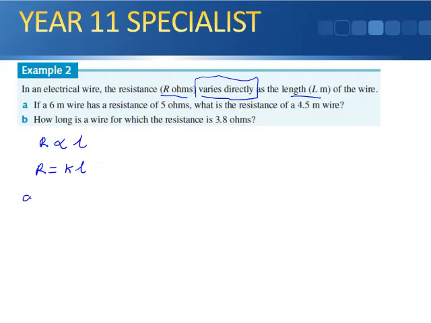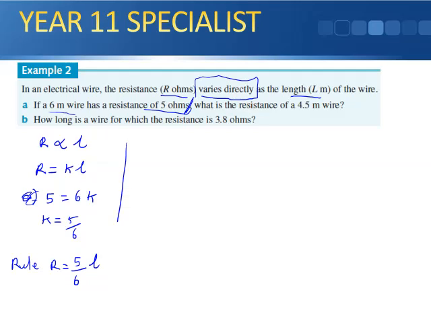But part A says, if a 6 meter wire has a resistance of 5 ohms, well there you go, that's going to help me find my k. So I'll just rub this off. 6 meter wire, that's my length, 5 ohms is the R, so 5 equals 6k, therefore k equals 5/6. And my rule is R equals 5/6 L.